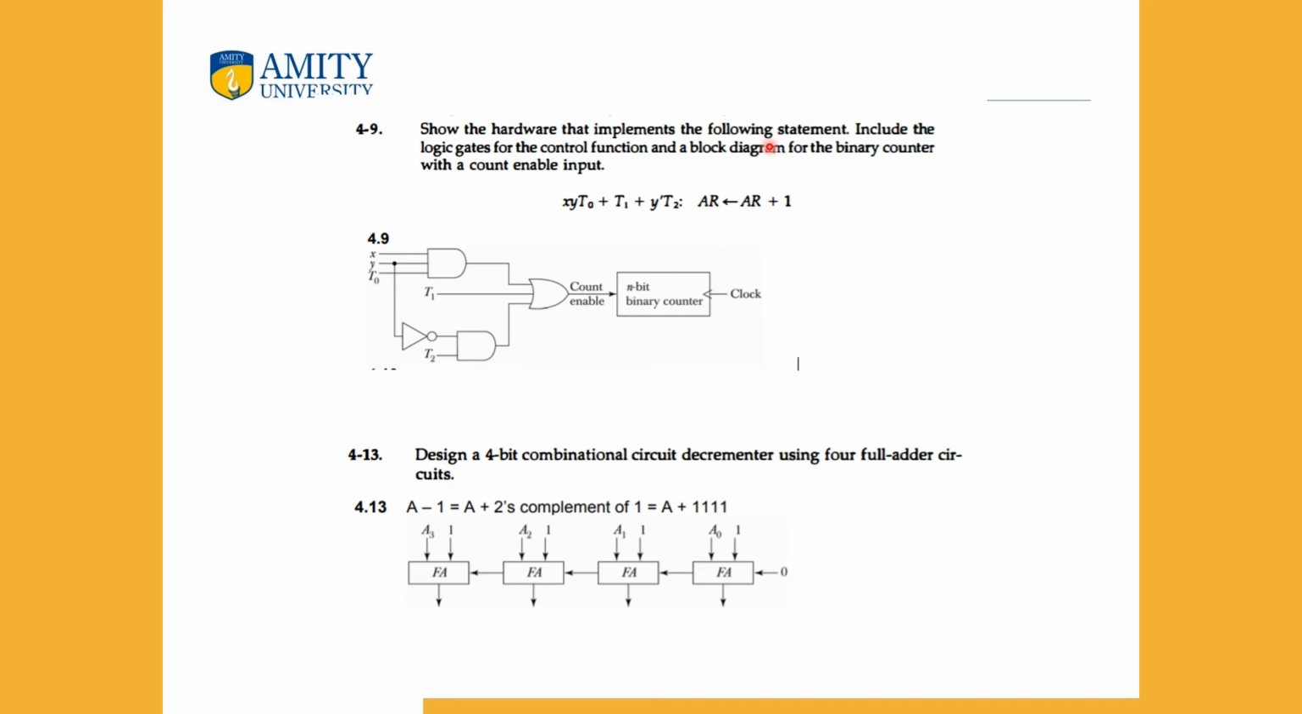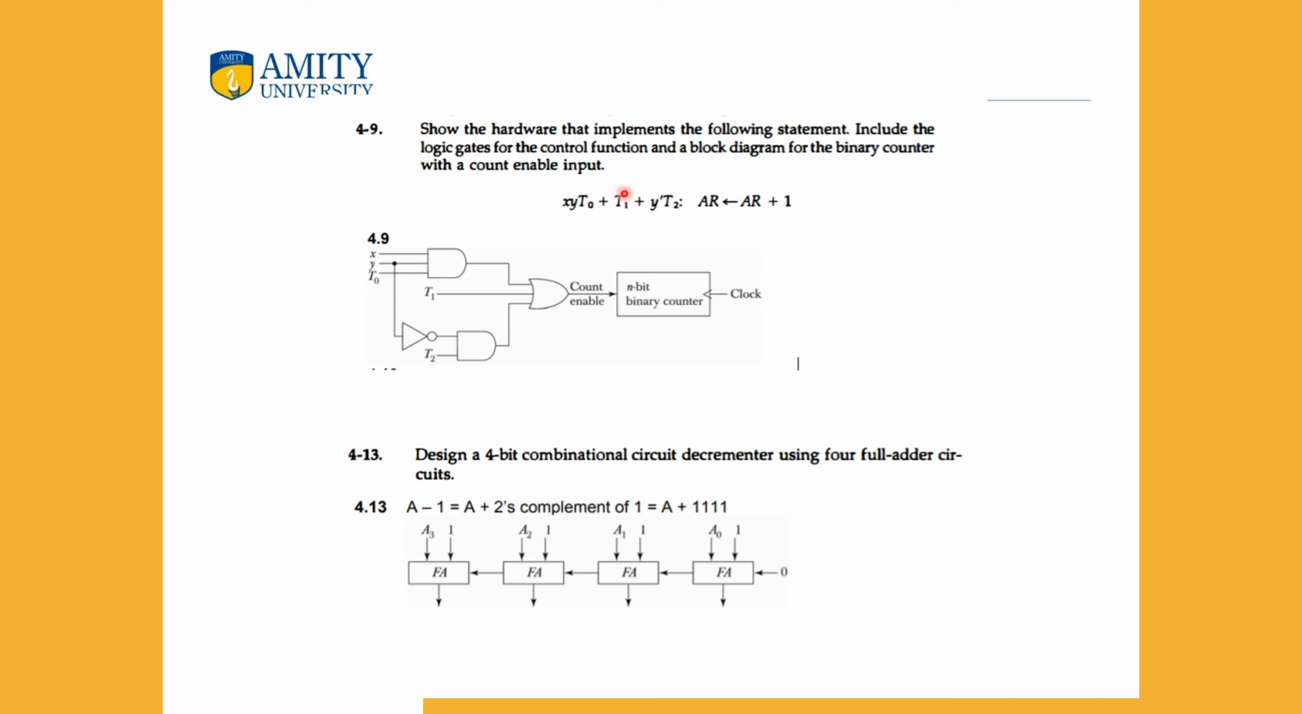Show the hardware that implements the following statement. Include the logic gates for the control function and a block diagram for the binary counter with a count enable input. Okay, so these are our control statements here, and the statement that is being executed is AR plus 1 is stored to AR. So this is basically an incrementer, and if we remember, incrementing and decrementing is done using a binary counter. Since we do not have the size of AR, you will consider it as n bit, so you'll use an n-bit binary counter.